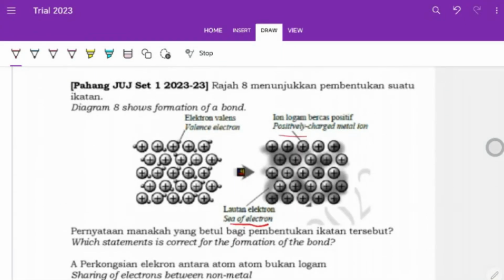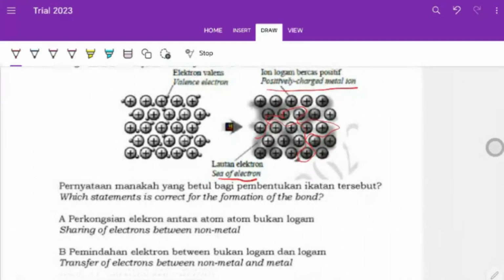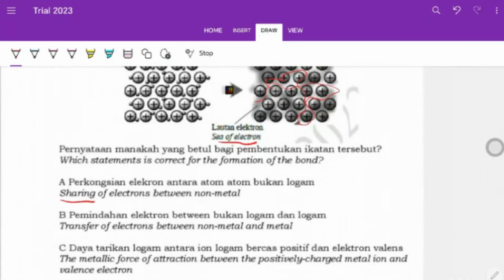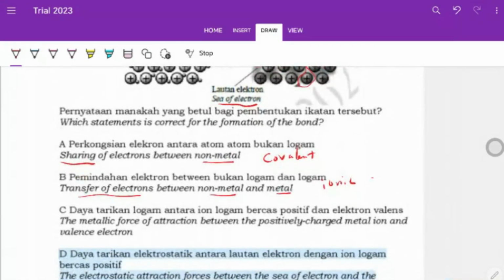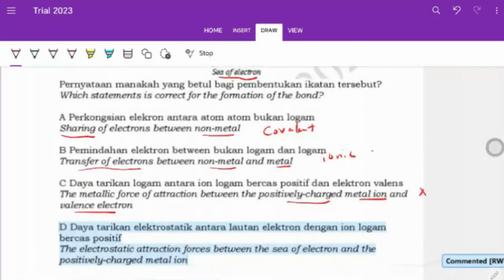This one also the same: sea of electrons, positively charged metal ions. So the electrons move freely, bergerak secara bebas. So which one is correct? Sharing of electrons between metals, no, this one should be covalent. Transfer of electrons between non-metal and metal, this one should be ionic. Metallic force, positively charged metal ions and the valence electrons, no. So here it should be electrostatic attraction force between the sea of electrons and the positively charged metal ions.